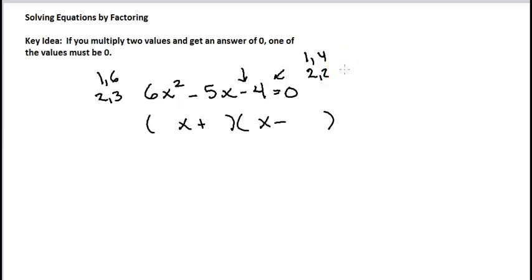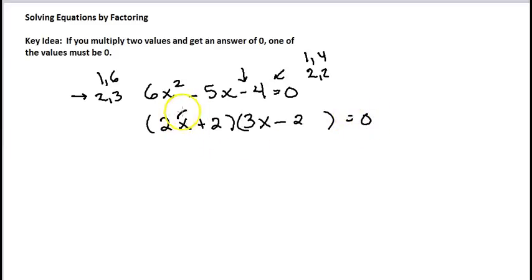And so I'm going to tell you a good way to start is start with the values that are closest together. So I'm going to put my 2x and my 3x. Now, it might not work. I might have to go to the 1 and 6, but I'm going to try that first. And then I'm also going to try the ones that are closest together here, 2 and 2.